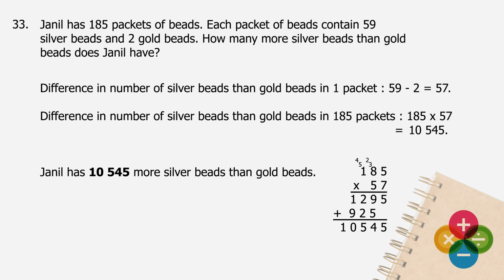The difference in number of silver beads than gold beads in one packet will be, subtract 59 from 2, and the difference is 57. The difference in number of silver beads than gold beads in 185 packets will be, multiply 185 by 57, and the product is 10,545. Janil has 10,545 more silver beads than gold beads.